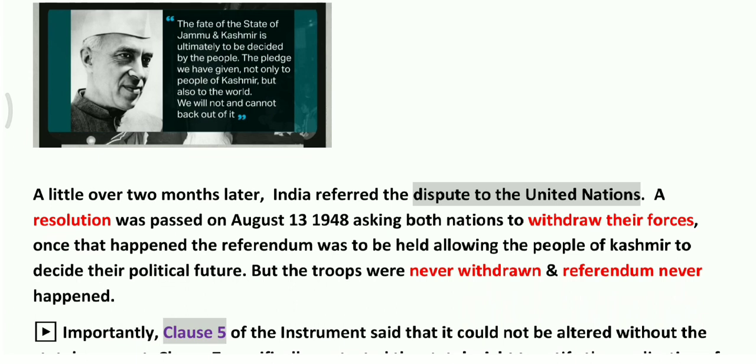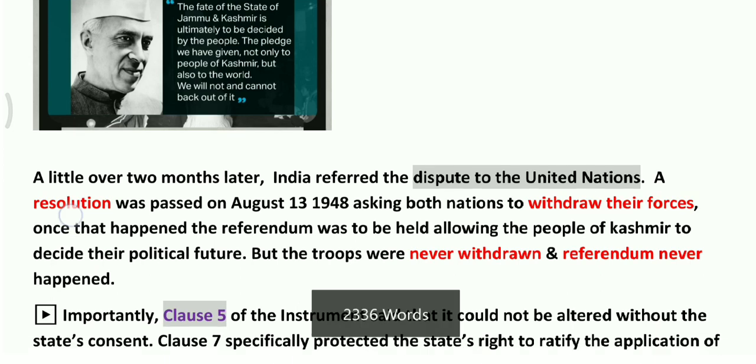A little over 2 months later, India referred the dispute to the United Nations. A resolution was passed on August 13, 1948, asking both nations to withdraw their forces. Once that happened, the referendum was to be held, allowing the people of Kashmir to decide their political future, but the troops were never withdrawn and the referendum never happened.